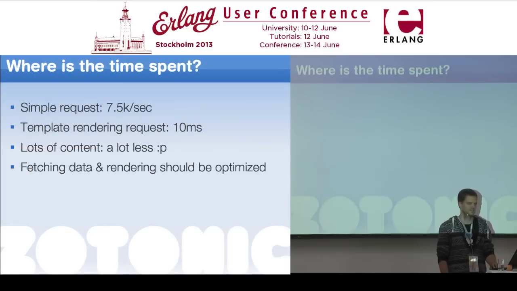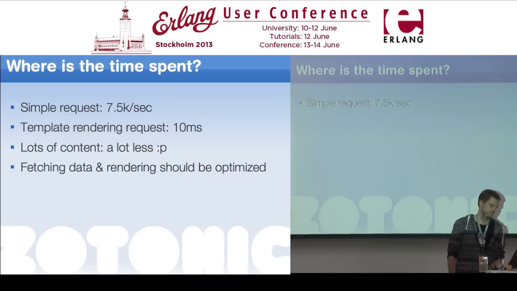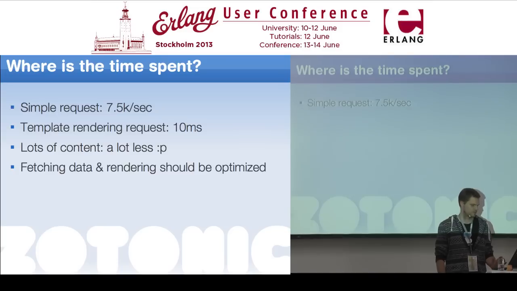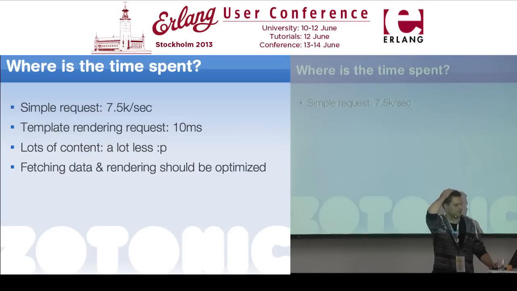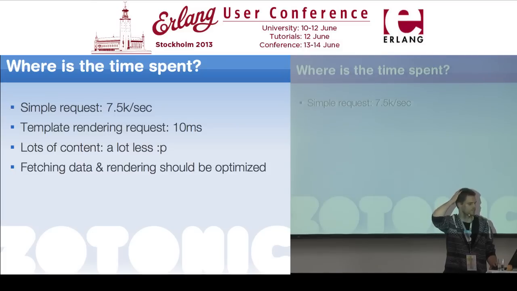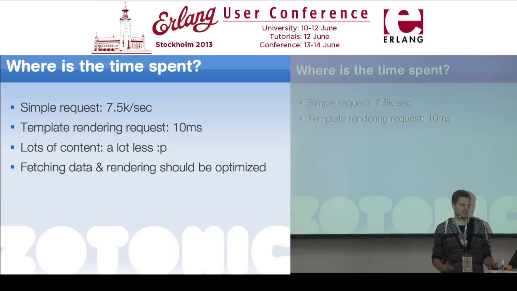So where is the time spent in a typical Zotonic request? Well, for a very simple request that I was just benchmarking, you get around 7,500 requests per second on my laptop, and that doesn't say anything, I know. Because this is just, I think, a simple JSON request. But for template renderings, the whole loop, like I showed there, without getting any data, it takes like 10 milliseconds or so on my laptop.